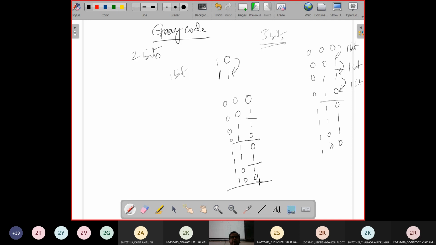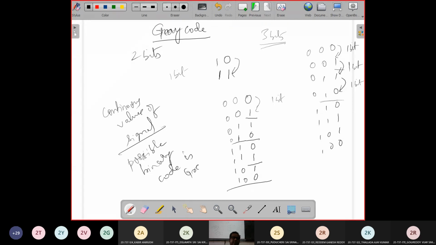This will be the 3-bit gray code of binary combinations. Now, if you observe here, from every pattern to every pattern, there is only 1 bit change. That is the specialty of gray code. So whenever you want to represent continuous values of signals, the most frequently used binary code we can use is gray code. So now you should know how to write a gray code for 3 bits, and how to write a gray code for 4 bits.